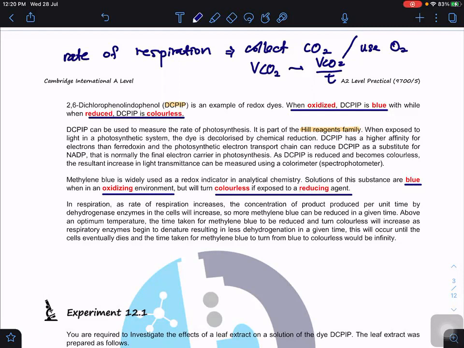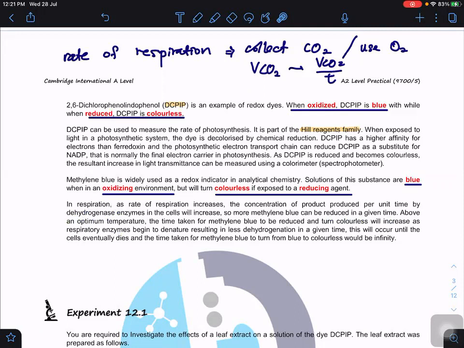For example, electrons. Normally we use methylene blue for respiration. In respiration, as the rate of respiration increases, the concentration of products produced per unit time by the dehydrogenase enzyme in the cells will increase. So more methylene blue can be reduced at a given time. So we can check it at the optimum temperature, then see how fast this methylene blue can be decolorized.